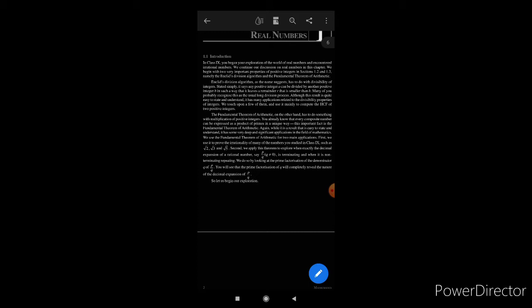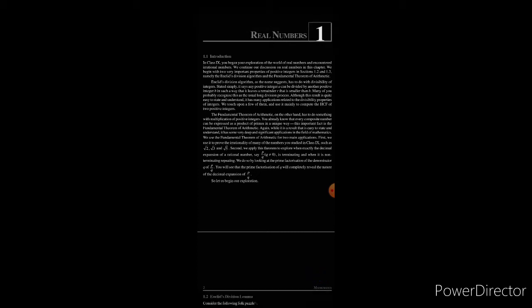We began with two very important properties of positive integers in sections 1.2 and 1.3, namely Euclid's division algorithm and the fundamental theorem of arithmetic. Euclid's division algorithm, as the name suggests, has to do with divisibility of integers.